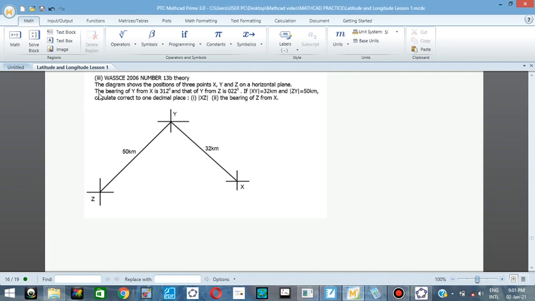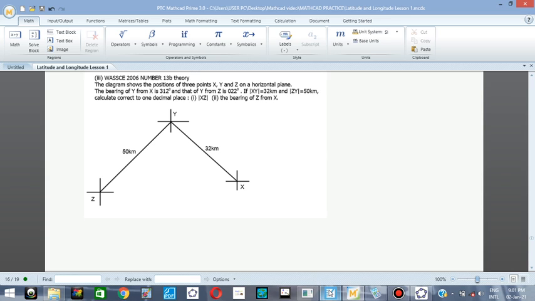So the start, it says the bearing of y from x. So where you are coming from, I've told you before, is very important in bearing. It is where you are coming from that you draw first on your paper. So let's start with the bearing of y from x. So let's start with point x.